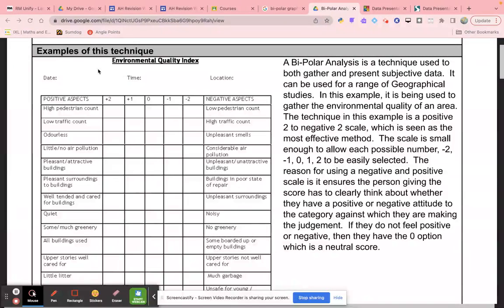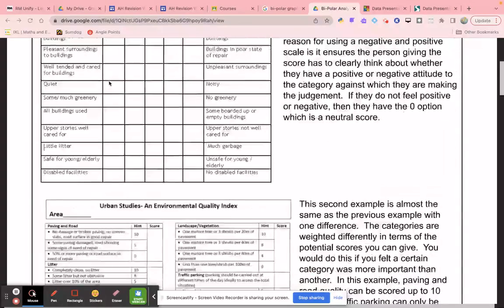And we can see here it's very often used for environmental quality studies, which might be done by local authorities or planning departments or anybody interested in an area and the quality of that area, whether that's to do with the people, the buildings, the pollution, or whatever aspect they have to be studying.